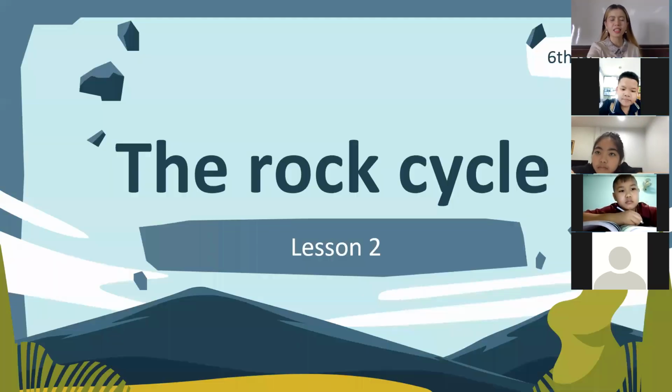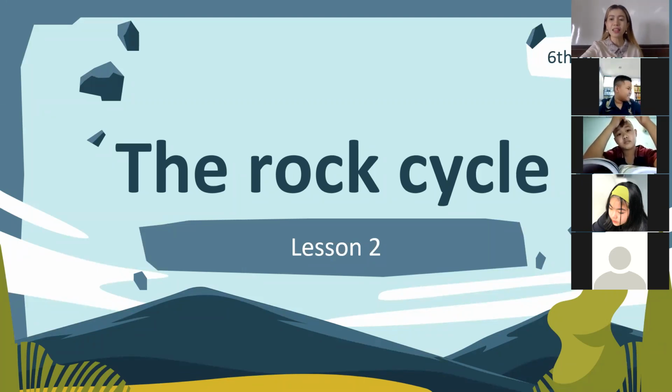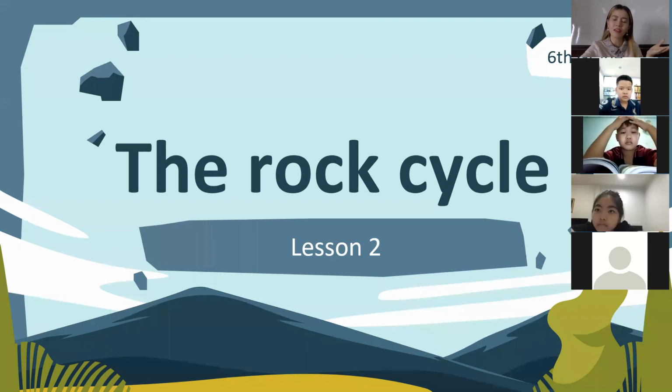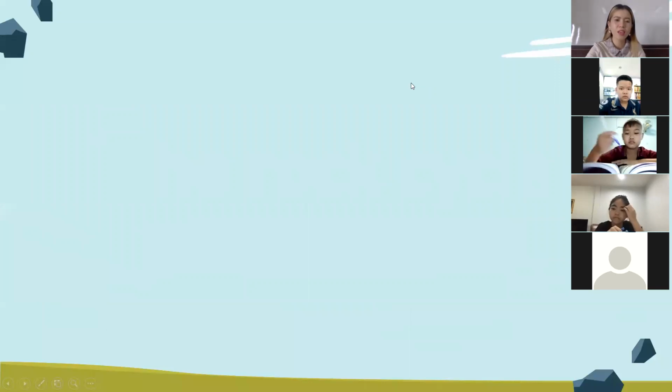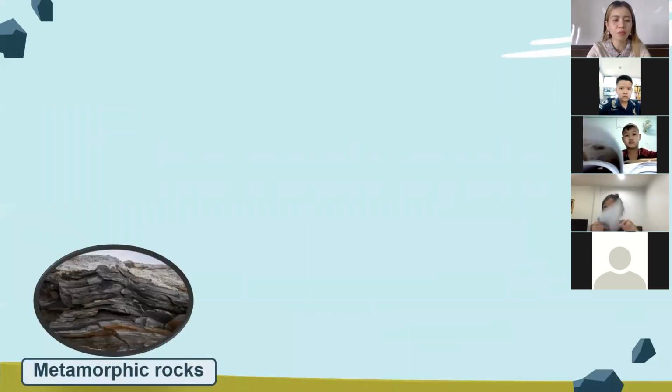Okay, next. So for this afternoon, we're going to continue talking about the rock cycle, the life cycle of a rock. See, if humans have a life cycle, animals have life cycles, plants have a life cycle, rocks also have a cycle. So let's start. The cycle of a rock begins with metamorphic rocks. You can see this on page 161. Okay, as you can see here, we have metamorphic rocks.